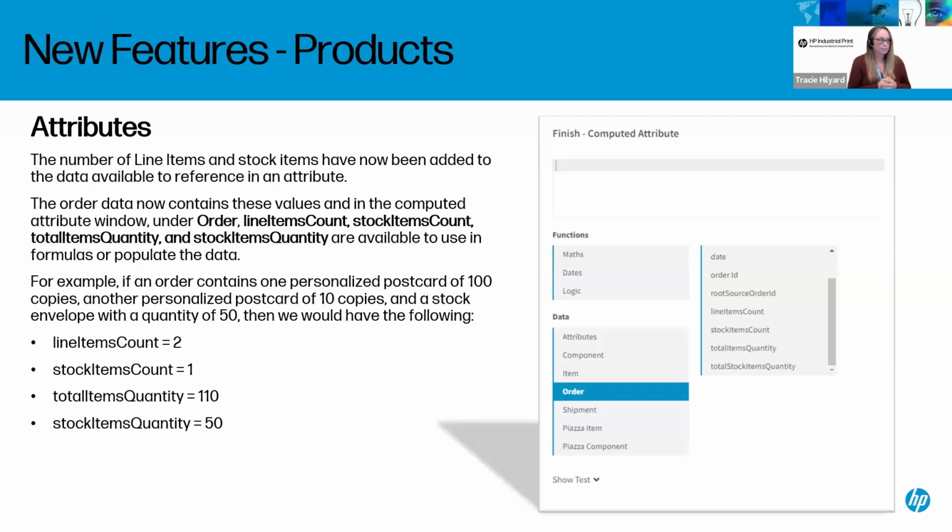So I gave a little example here. If an order contains one postcard of 100 copies, another postcard of 10 copies, and a stock envelope with a quantity of 50, then we would have the following. The line items count is 2 because we have 2 postcards. Then we have the stock items count as 1 because only 1 is ordered. Then we have the total quantity of the items, 100 plus 10, 110, and then stock items quantity.